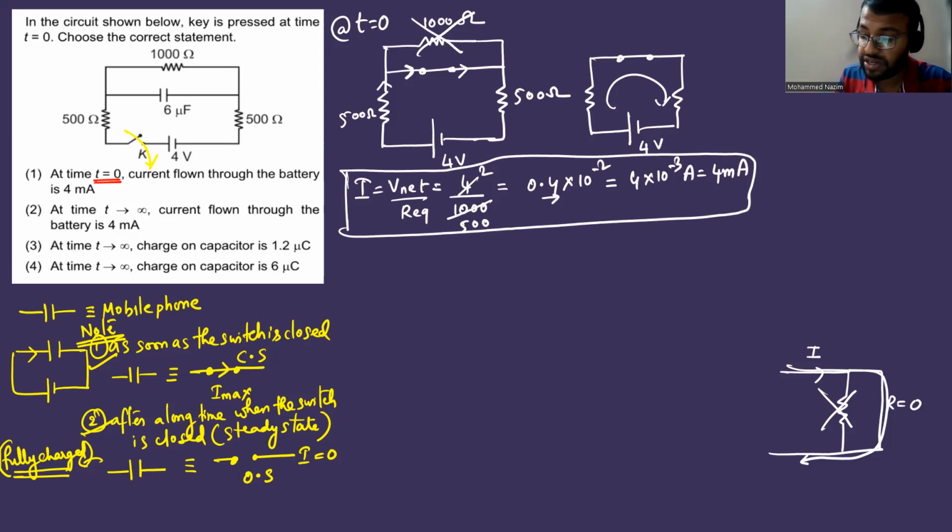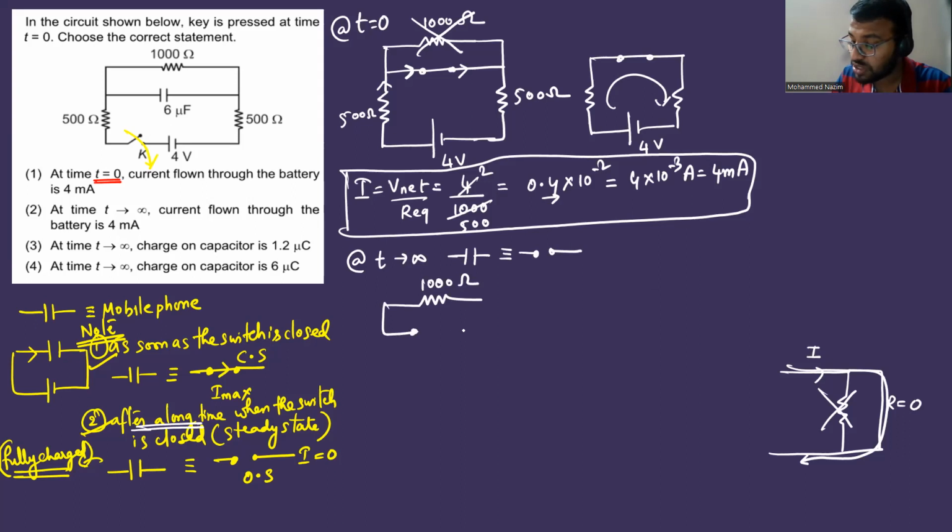At t equal to infinity, we will do this also. At t equal to infinity means after a long time, what will happen to the capacitor? The capacitor will act as an open switch. Therefore, now you can replace the resistor by 1000 ohms, and this is an open switch. In an open switch, no current flows, so this branch is redundant. So this is 500 ohms, and this is also 500 ohms, and this is a 4-volt cell.